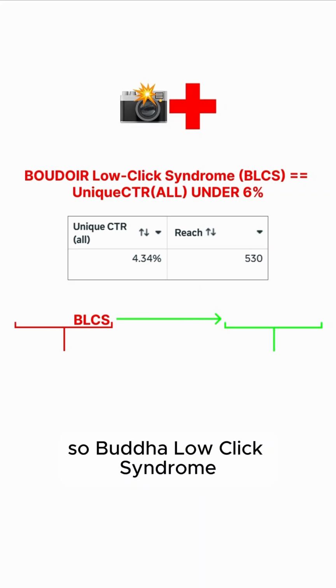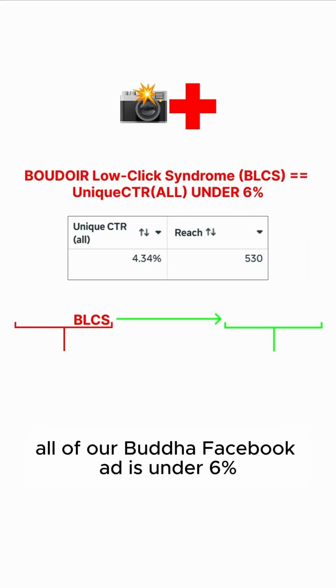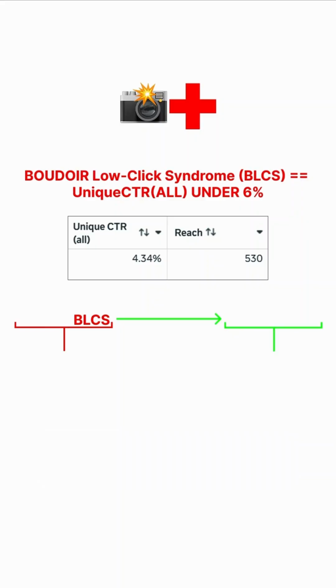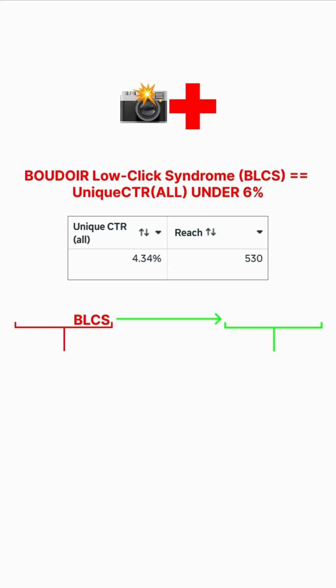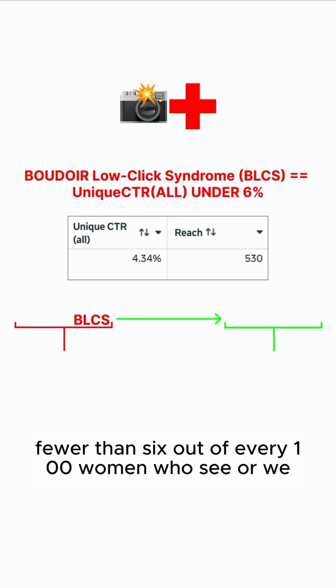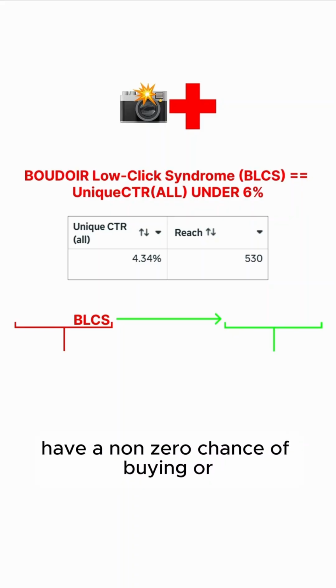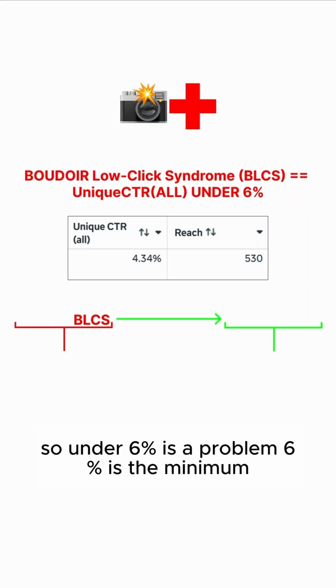So, Boudoir low click syndrome, BLCS, is when the unique CTR all of our Boudoir Facebook ad is under 6%. That means fewer than 6 out of 100 women are clicking anywhere on our Boudoir Facebook ad, which means our ad is entering fewer than 6 out of every 100 women's brains, which means fewer than 6 out of every 100 women who we pay to get our ad in front of have a chance higher than 0% of buying from us. So under 6% is a problem.